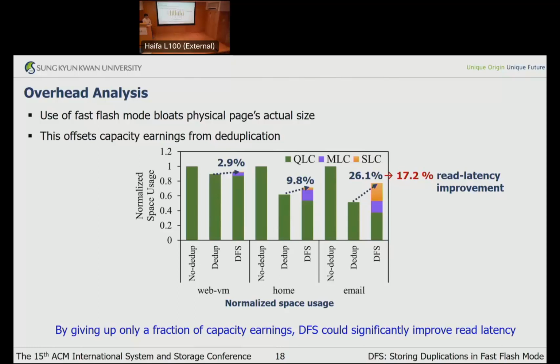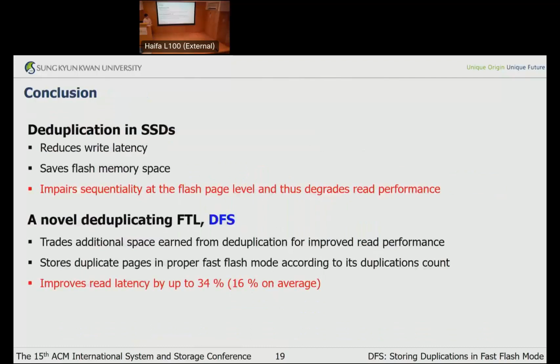In conclusion, deduplication in an SSD not only reduces write latency but also saves space. However, deduplication may degrade the read performance. Therefore, we proposed a novel deduplication FTL, DFS. By storing duplicate pages in fast flash mode, DFS uses a portion of the additional space earned from deduplication for the sake of improved performance. As a result, while maintaining the same level of write performance as the dedup SSD, DFS also improved the read latency in real-world workloads. Thank you.